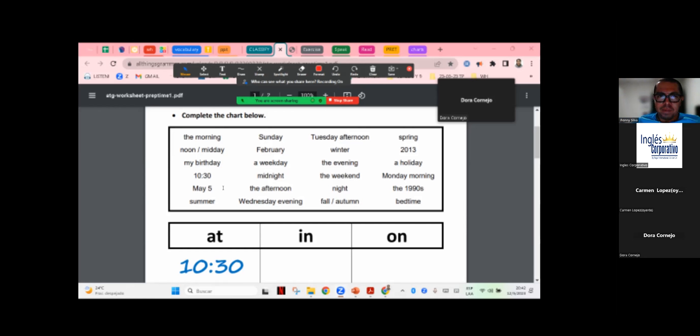In night sería at night. Night o midnight. No, night. Solo night. At night, ¿verdad? Ajá. In midnight. También at, también midnight, ¿verdad? Sí. At midnight. At midnight. ¿Y bedtime? ¿Cuál bedtime? At, ah, sí, sería at midnight. At bedtime. Ajá. Bedtime.